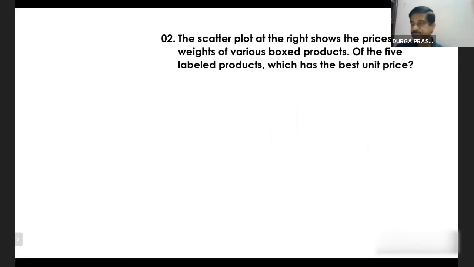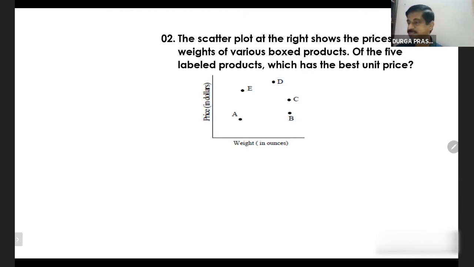Right? So let us go to the next question. The scatter plot at the right shows the prices and weights of various boxed products of the 5 labeled products, with weight on the x-axis and price on the y-axis. A, B, C, D, E are the 5 labeled. Which has the best unit price?